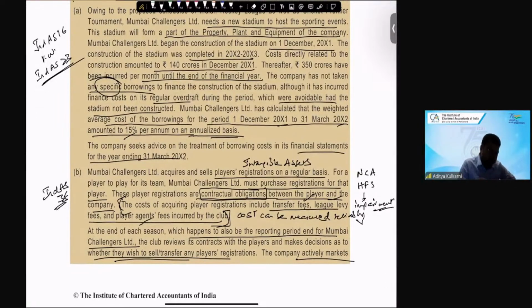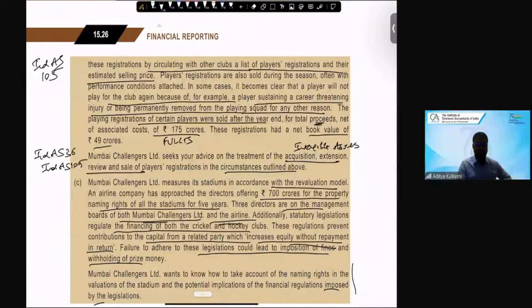At the end of each season, which happens to be the reporting period end for Mumbai Challenges, the club reviews the contracts and makes decisions as to whether they wish to sell or transfer. And then it actively markets these registrations by circulating with other clubs. Players' registrations are also sold during the season, often with performance conditions attached. In some cases, it becomes clear that a player will not play for the club again, if he has sustained a career-threatening injury or been permanently removed from the playing squad for any other reason.